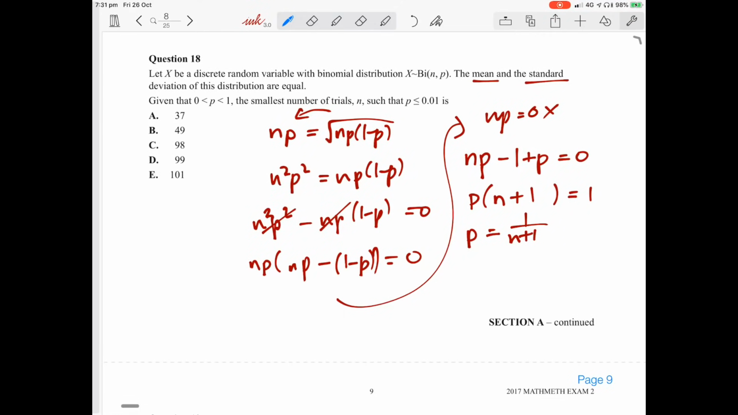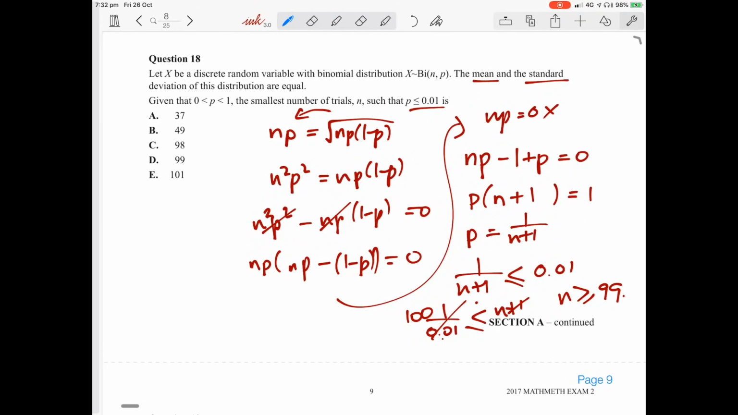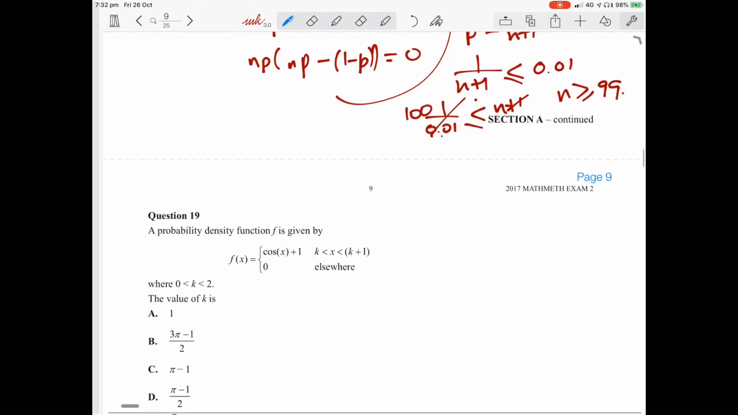The smallest number of trials so that p is less than 0.01. So 1 on n plus 1 is less than or equal to 0.01. Let's switch those. So I get 1 on 0.01 is less than n plus 1. How many 0.01s is 1? 100. And then if I subtract 1, I get n is greater than or equal to 99. So the smallest number of trials, and it's equal to, so we know we can include 99, so it's 99.